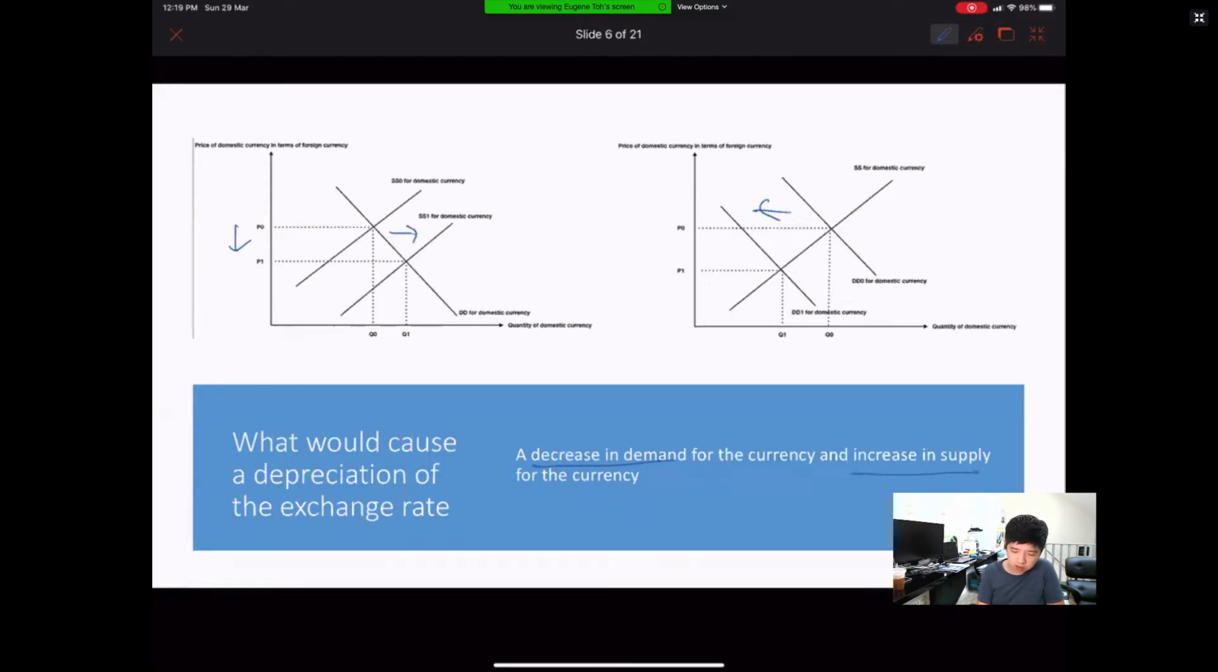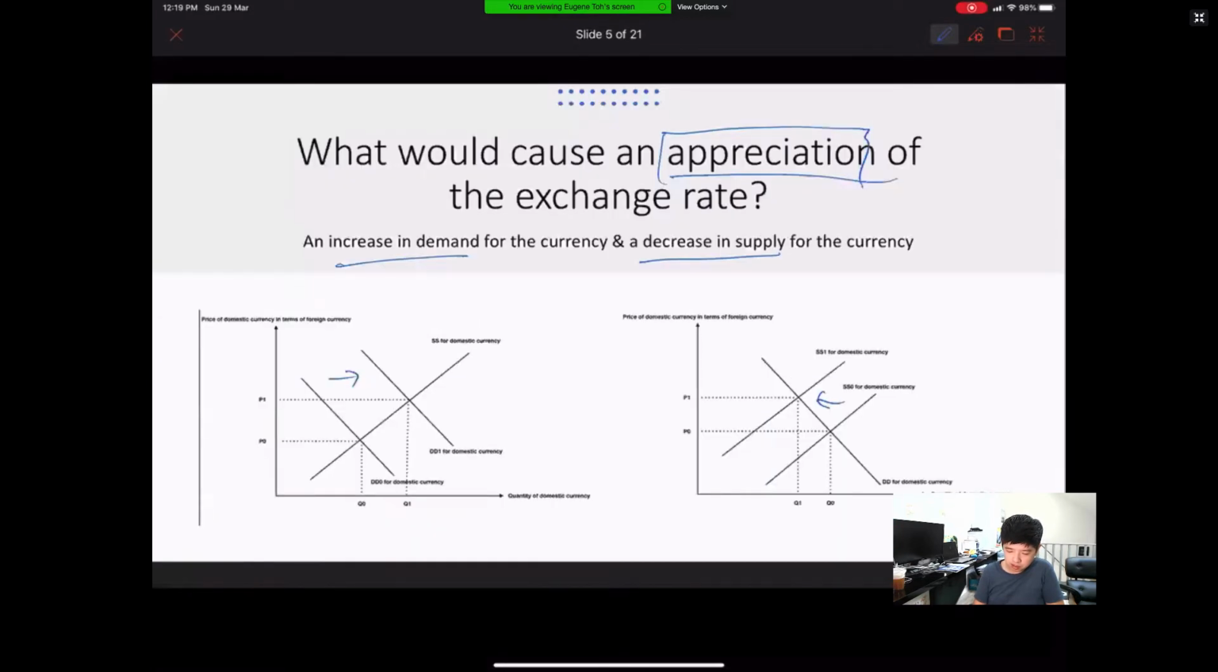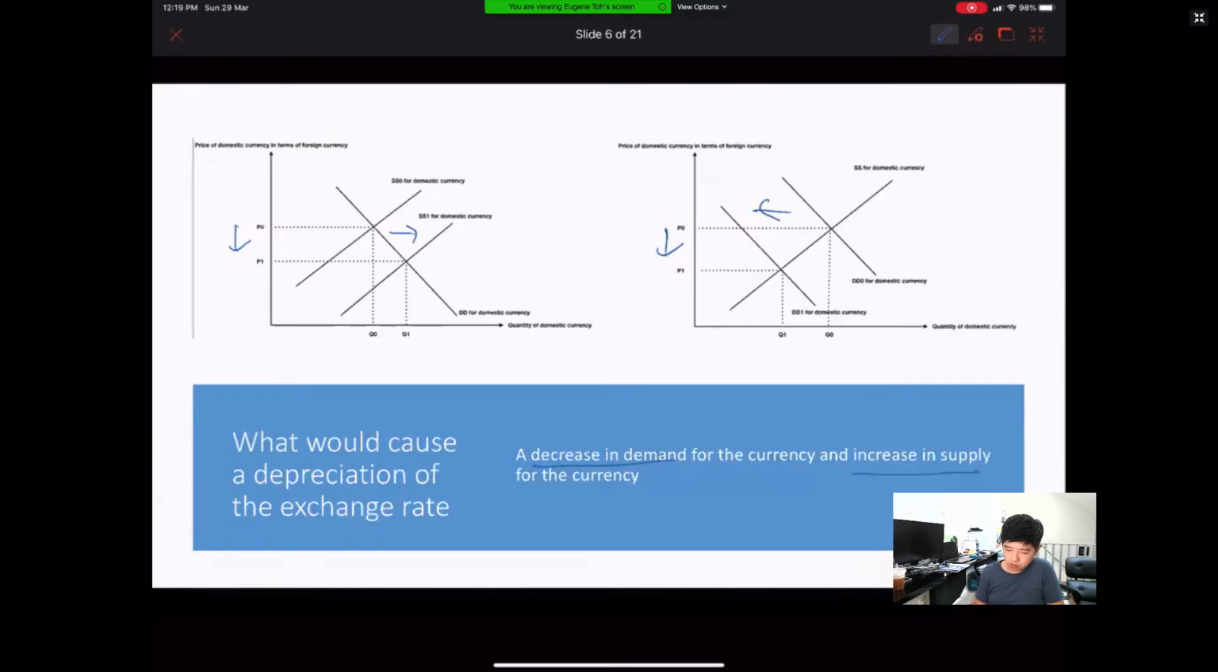You can see in both cases your prices fall. Okay, just like previously the prices were increasing. So it's pretty straightforward. What causes an appreciation and depreciation? It follows the forces of demand and supply.